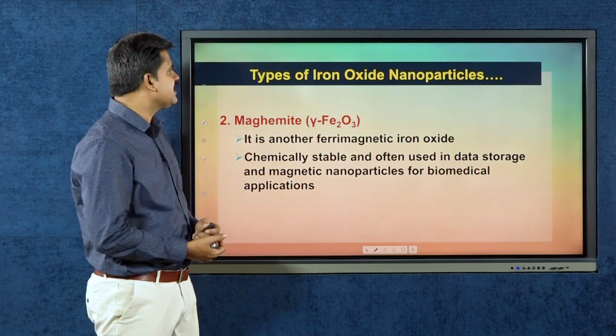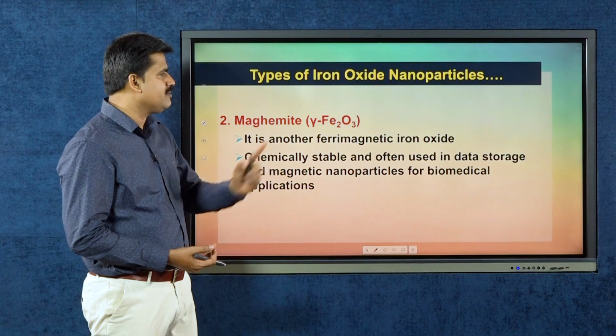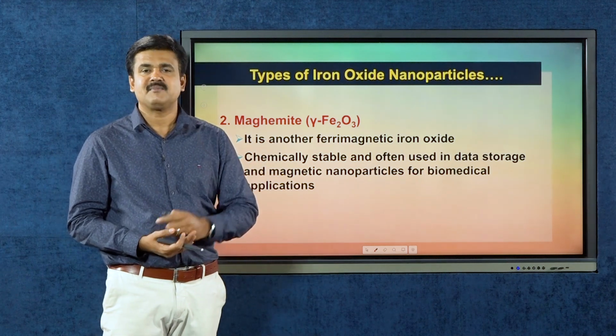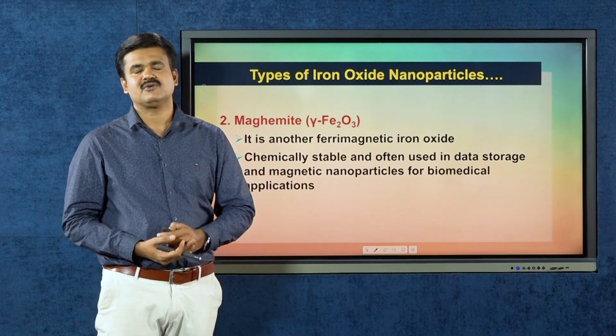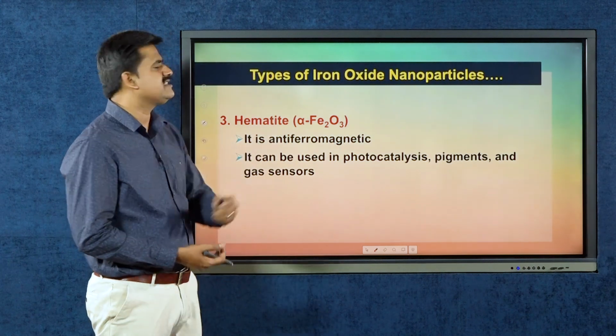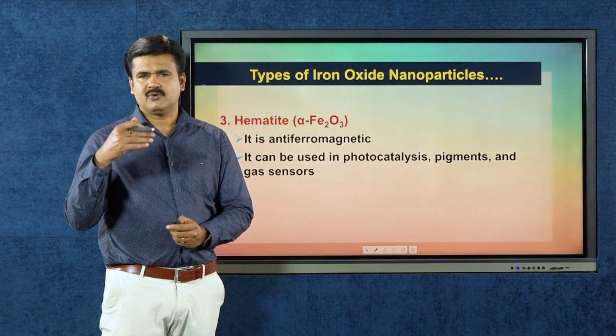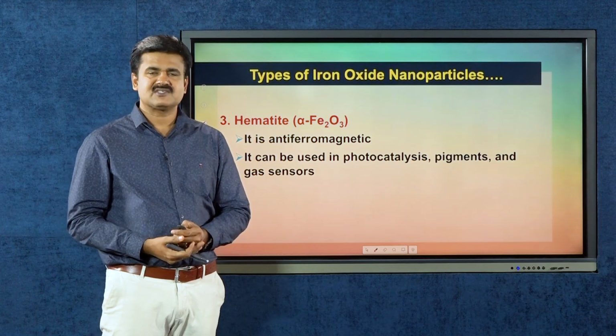Now, the second category is the maghemite nanoparticle. It is abbreviated as gamma Fe2O3. It is another ferrimagnetic iron oxide. It is highly chemically stable and often used in data storage, and magnetic nanoparticles can be used for biomedical applications. The last category is the hematite nanoparticle, which is abbreviated as alpha Fe2O3. It is antiferromagnetic. It can be used in photocatalysis, for pigment preparation, and for sensing gases.